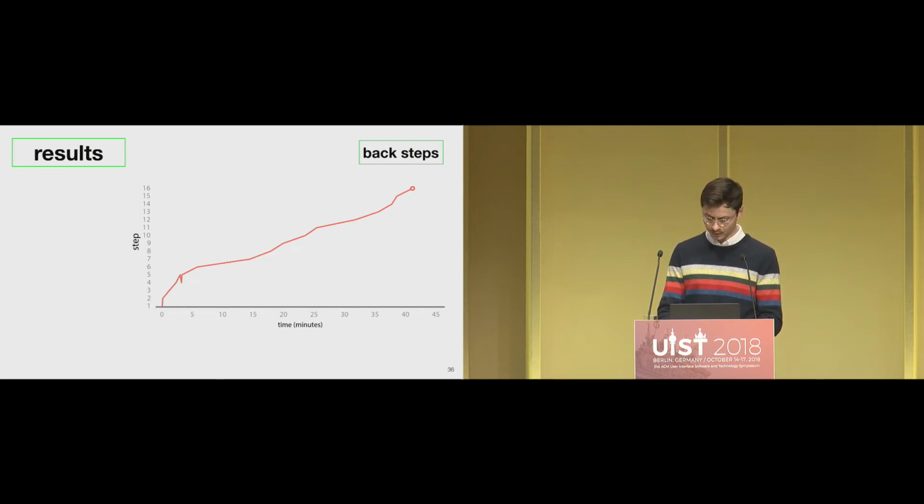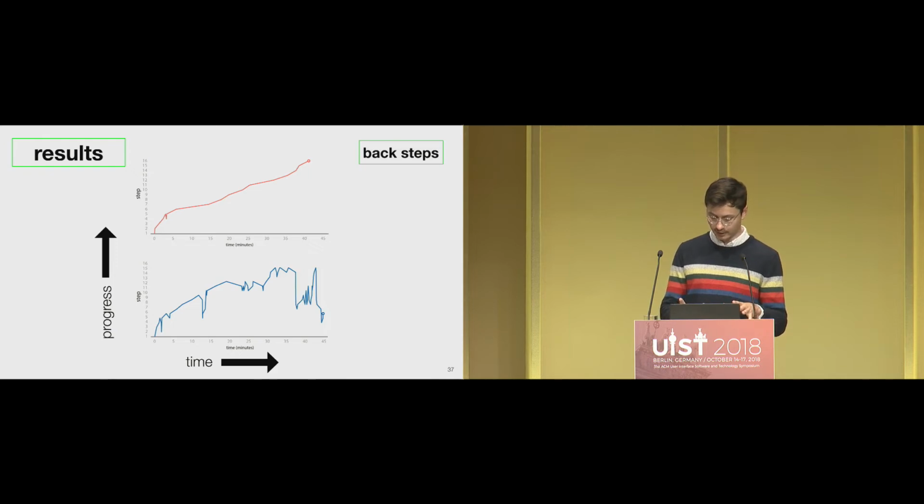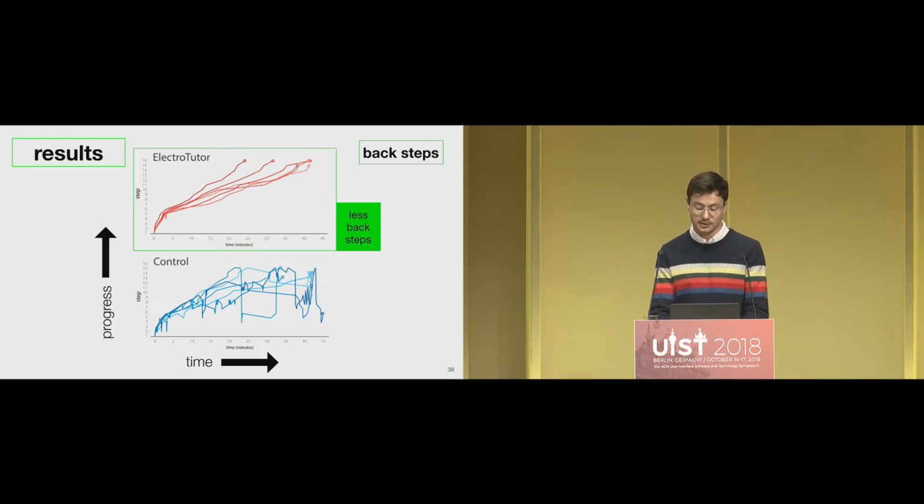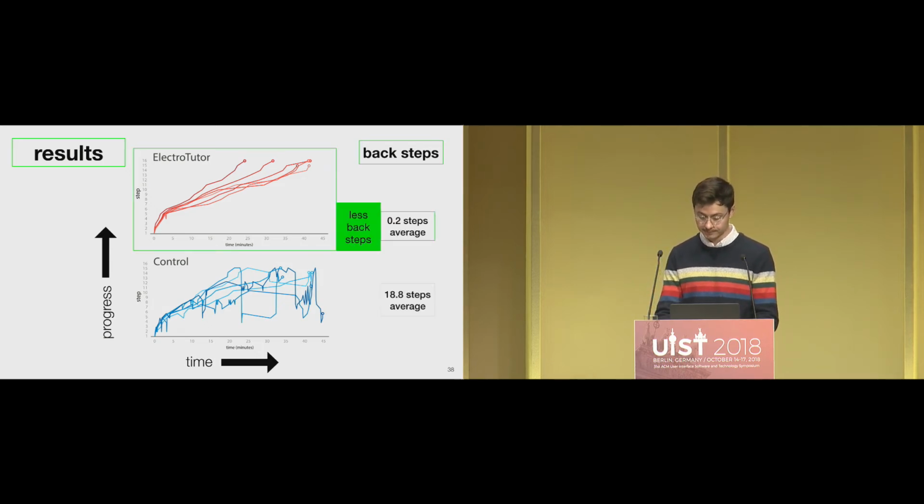Going back to the earlier example that I showed before, consider these examples of progress and time. Here are 2 different yet stereotypical cases of traversal through the tutorial. The orange line progresses smoothly, while the blue line frequently returns to previous steps, revisiting them in order to complete the tutorial. And here's the overall pattern. The top case with the orange lines is ElectroTutor, and the blue is the control case. Overall, we found that participants performed significantly less backtracking when they were using ElectroTutor.